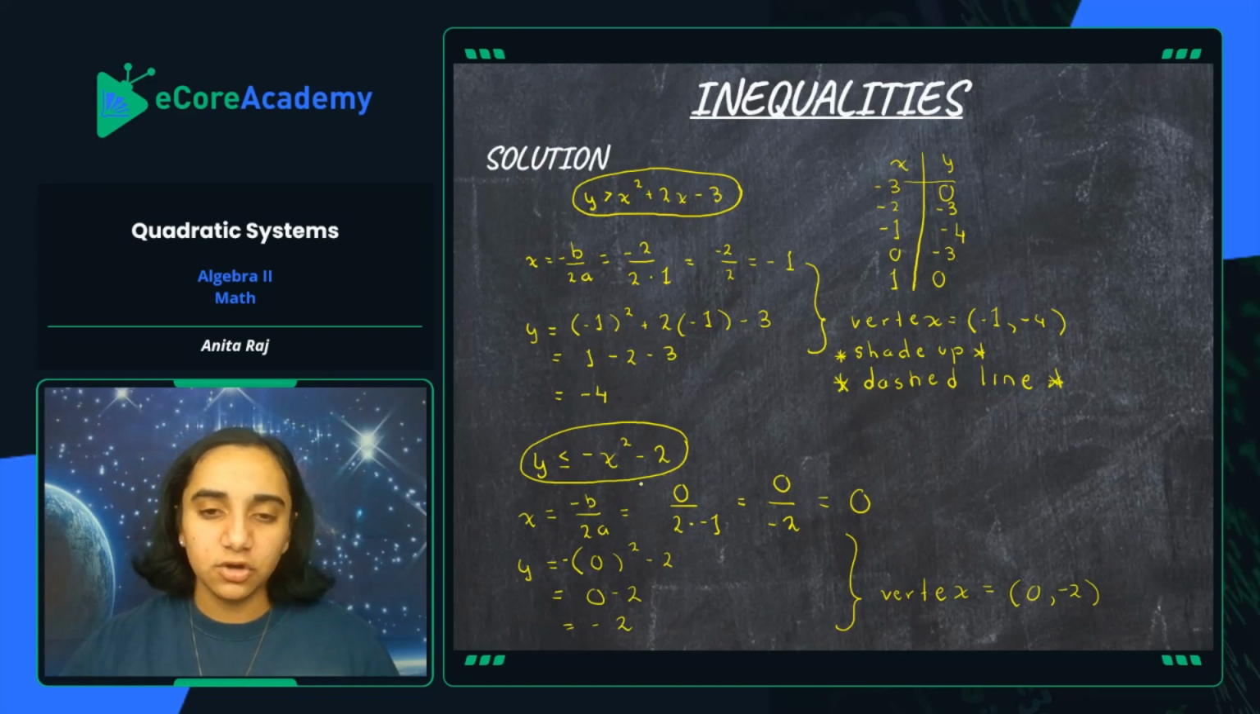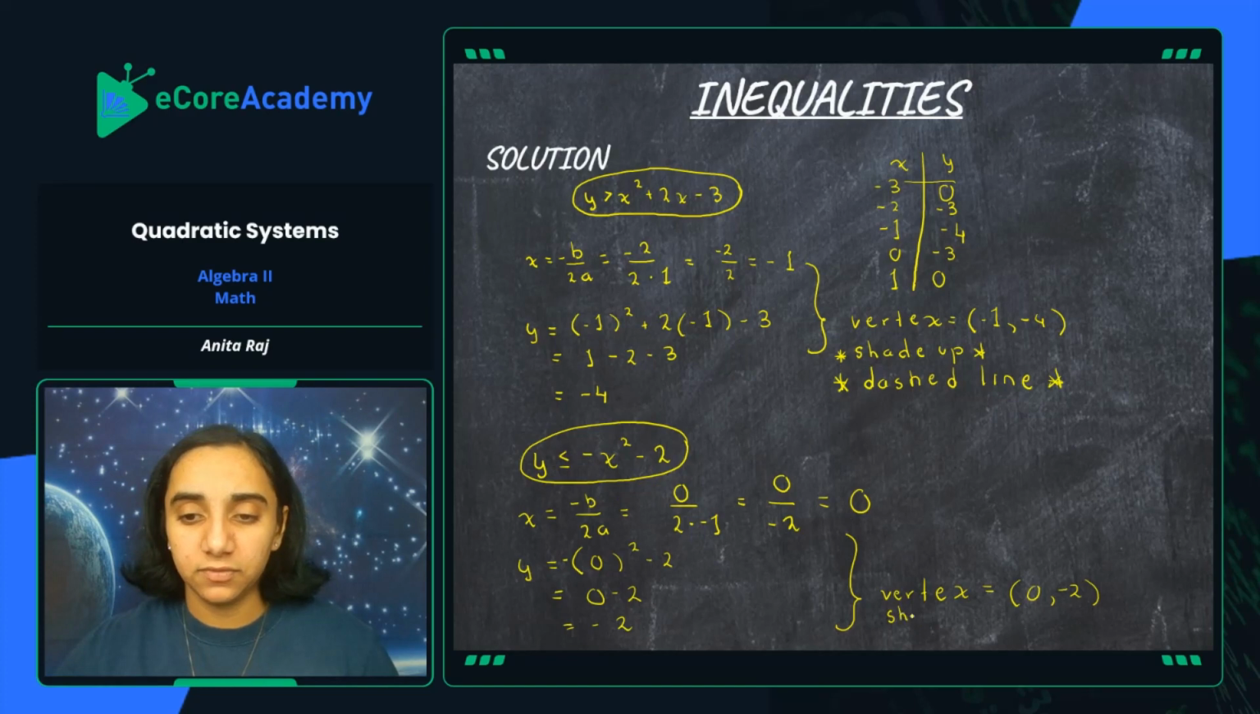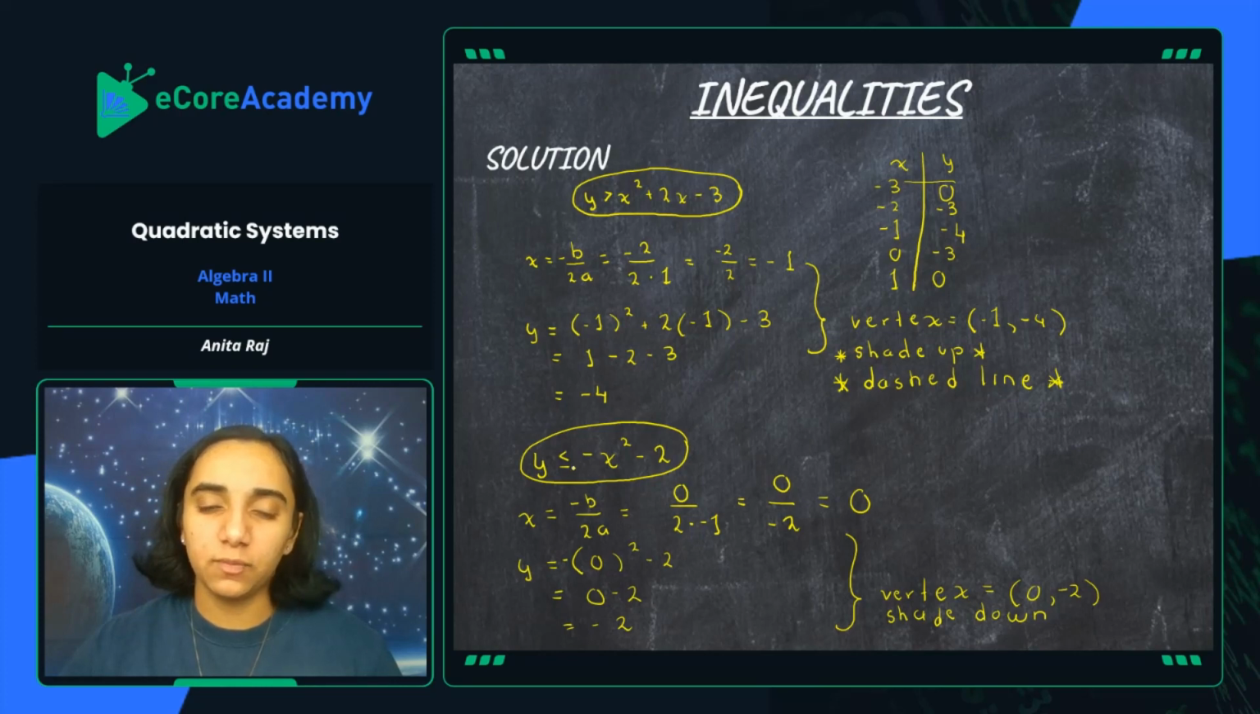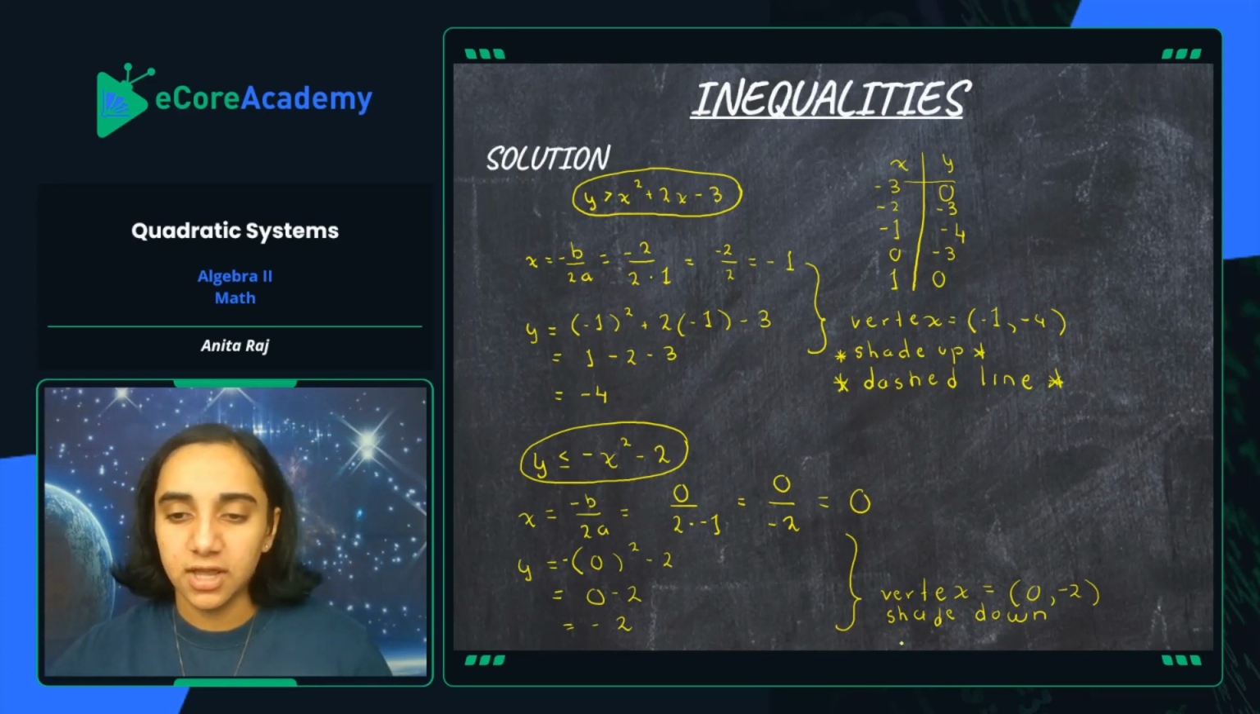Then we have to determine how we're going to dash and what kind of line we're going to use. Because this is a less than sign, we're going to shade down. So we're going to shade downward. Additionally, because this is a less than or equal to sign, we have to consider that the coordinates that fall on the actual line of the parabola are part of the solution set. So we are going to use a solid or full line. So now that we have that figured out, let's actually make our XY table.